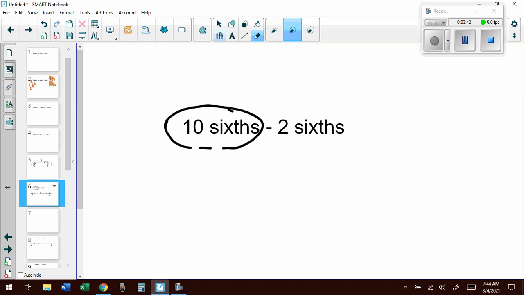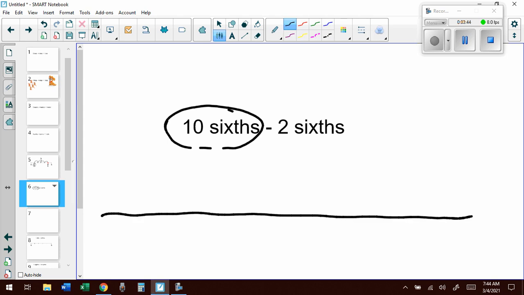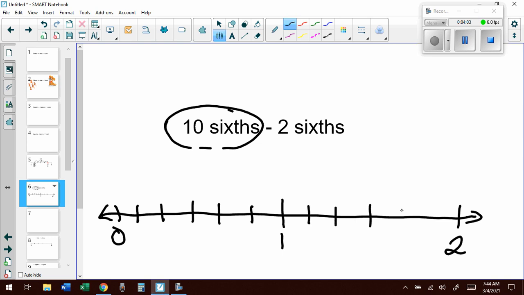So let's remake our number line. It's going to be a little bit longer. It's going to start at 0. It's going to go to 1. And it'll end at 2. Now partition into 6. See, since it's an even number, I started with partitioning it in half, and then I knew that 2 times 3 is 6, so I partitioned each half into thirds.